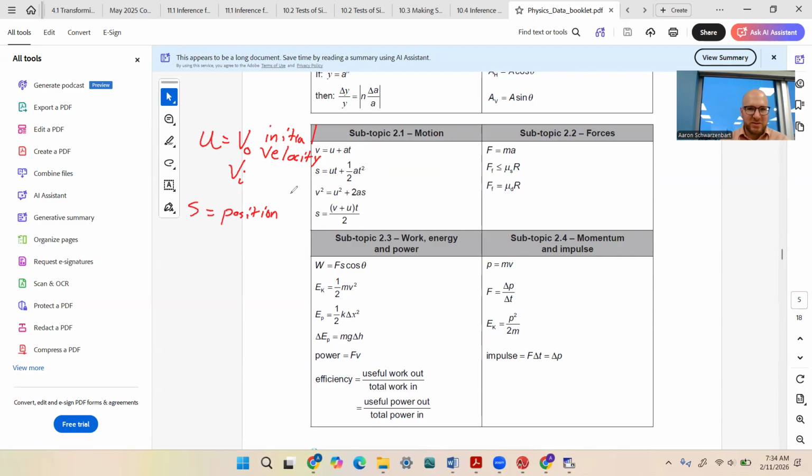This one, that's very bad. It should actually be labeled, they should be delta S. This should be delta S. This one should also be delta S. So apparently S here stands for change in position. I don't like that at all. V stands for current velocity, or what we often call final velocity.